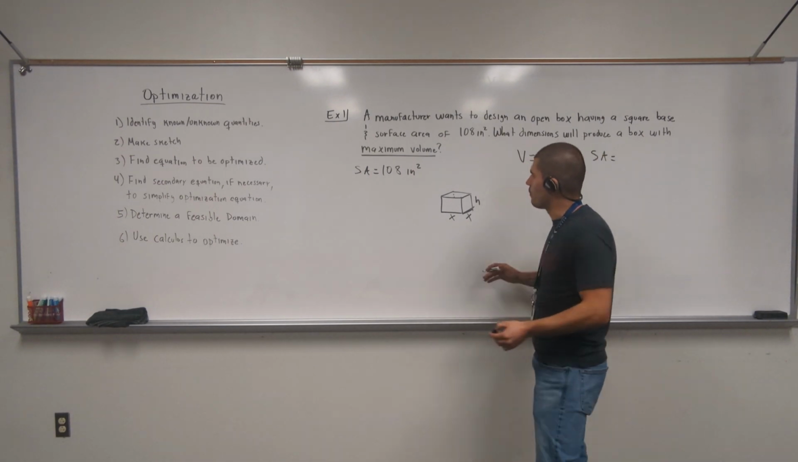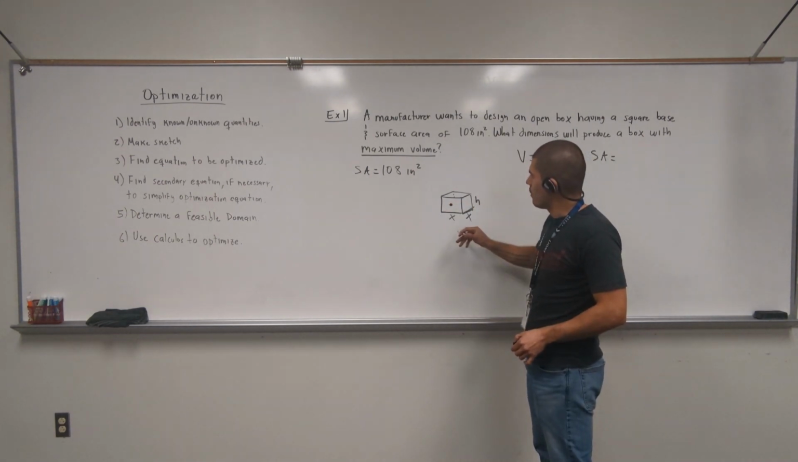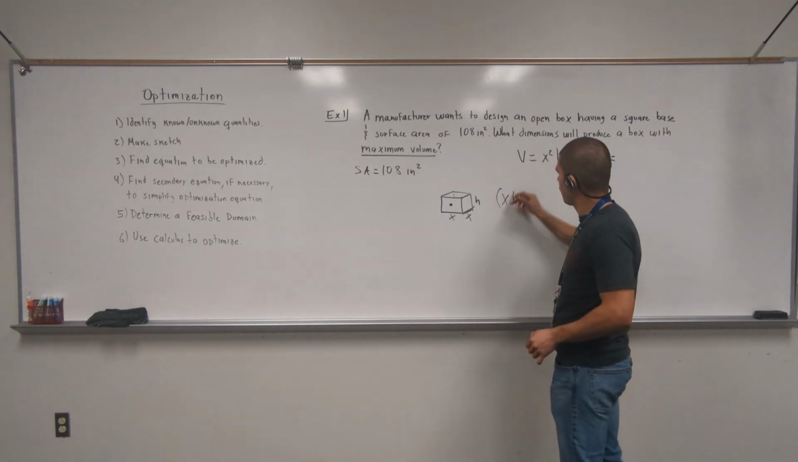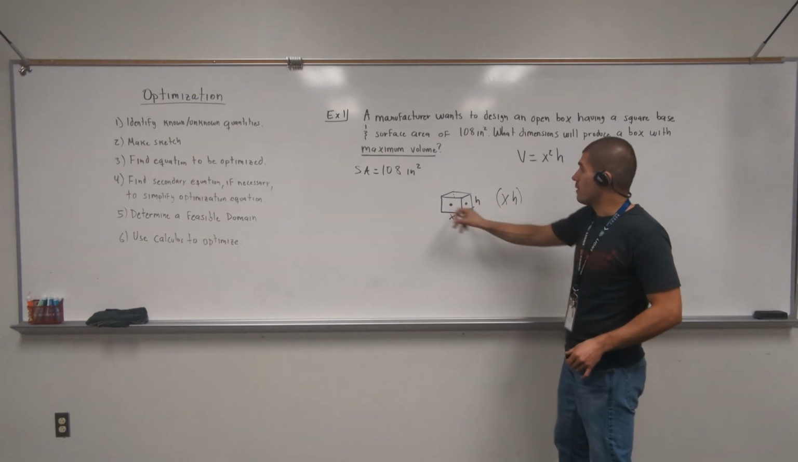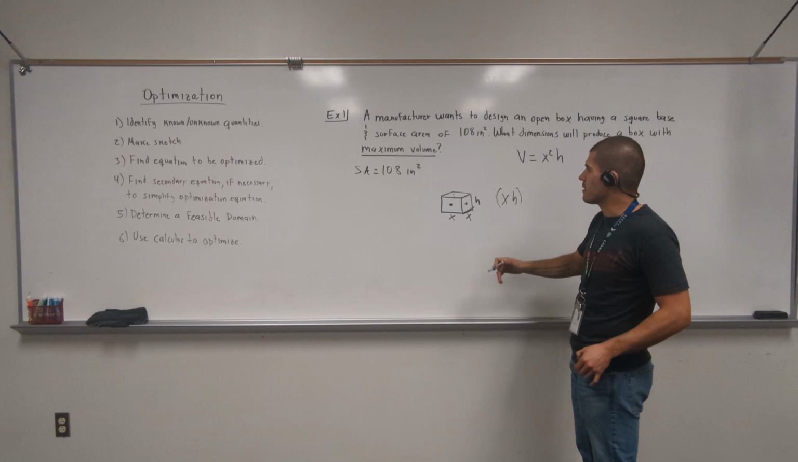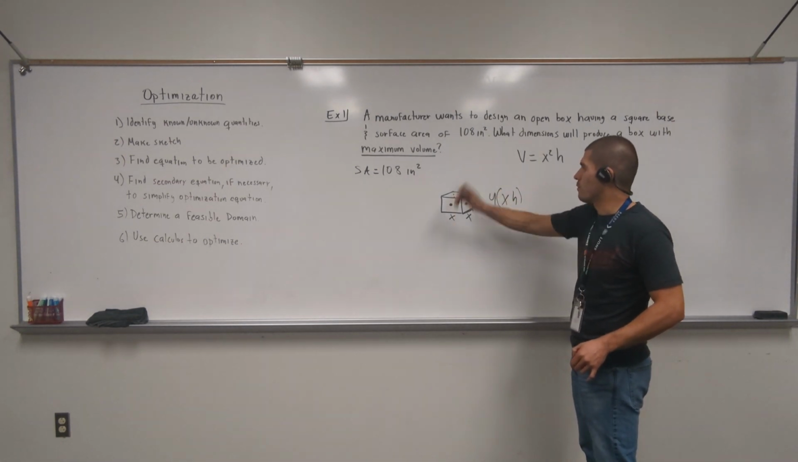up into multiple faces, you would agree with me, hopefully, that there's a face here whose area would be x times h, and then there's a face here that would also be x times h. And then there's a face on this side and a face in the back that would also be x times h. So that will be x times h times 4, because there's 4 of them.